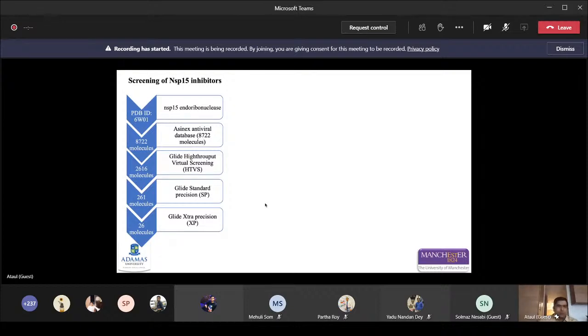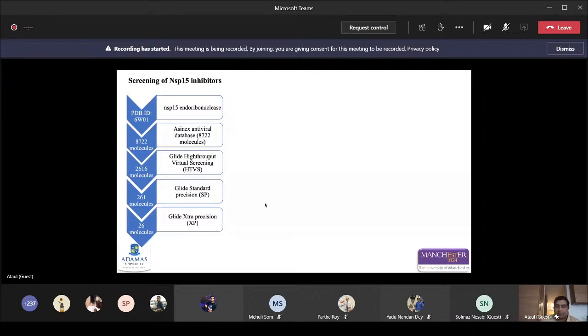Just before going further, I would like to explain the difference between the HTVS, SP and XP. All 3 are docking approaches, but they differ depending upon the conformation analysis. In the HTVS, the conformation analysis is less. In the SP, the conformation analysis is higher than the HTVS but less than the XP, and the XP is a very exhaustive molecular docking approach with a high level of conformation analysis.